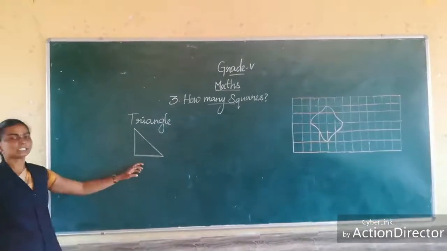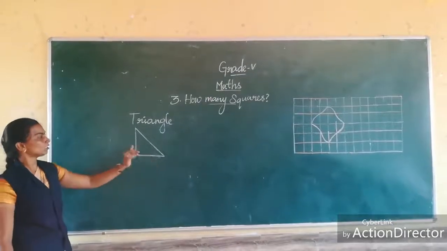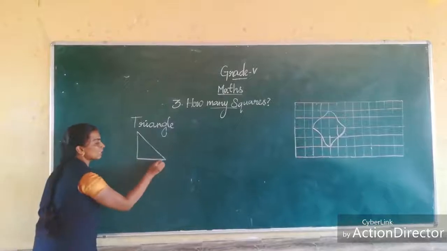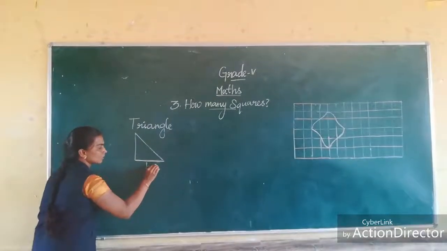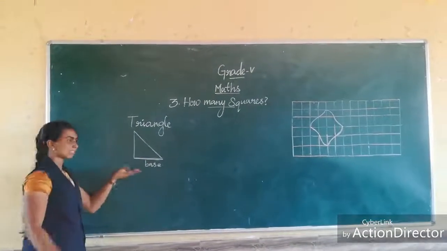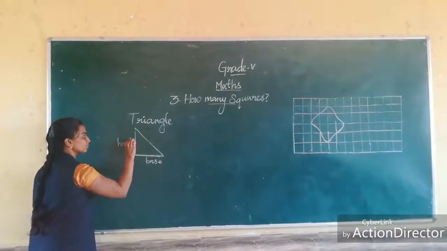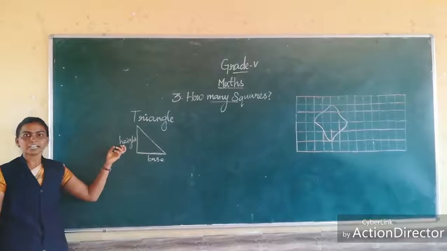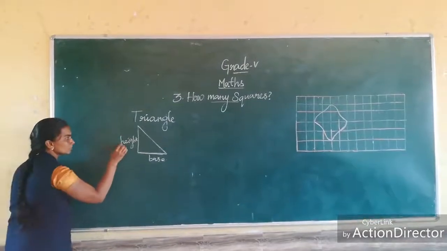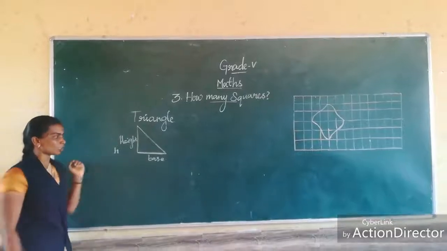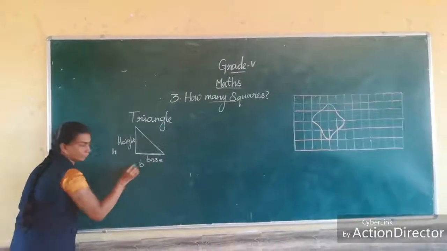Triangle has how many sides? 3 sides. 1, 2, 3. Triangle has 3 sides. And this one is base. This is the base. And this one is height. See, height we can denote it as small h. And base we can denote it as small b.